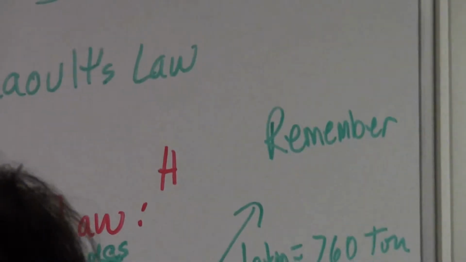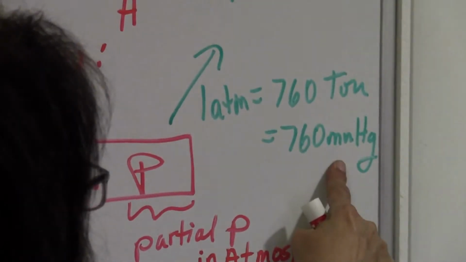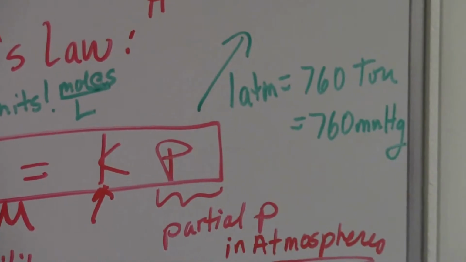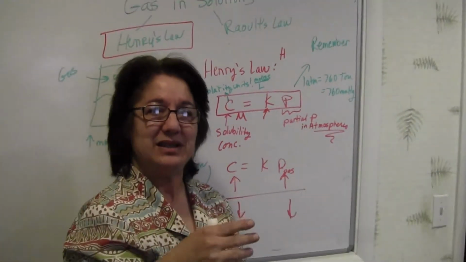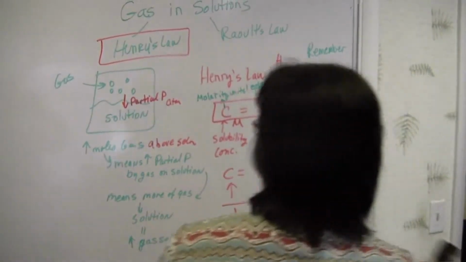One more, remember, if you need to convert atmospheres, torr, and millimeters mercury, 1 atmosphere is 760 torr. It's also equal to 760 millimeters of mercury. So let's look at a Henry's Law problem.